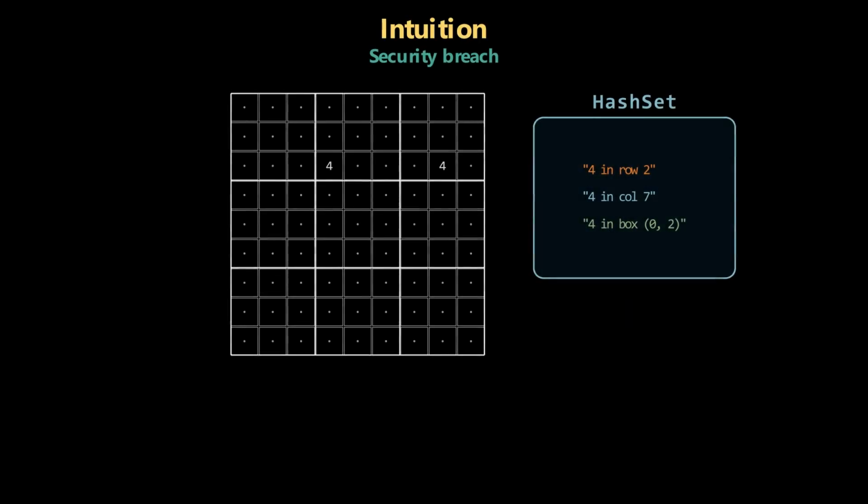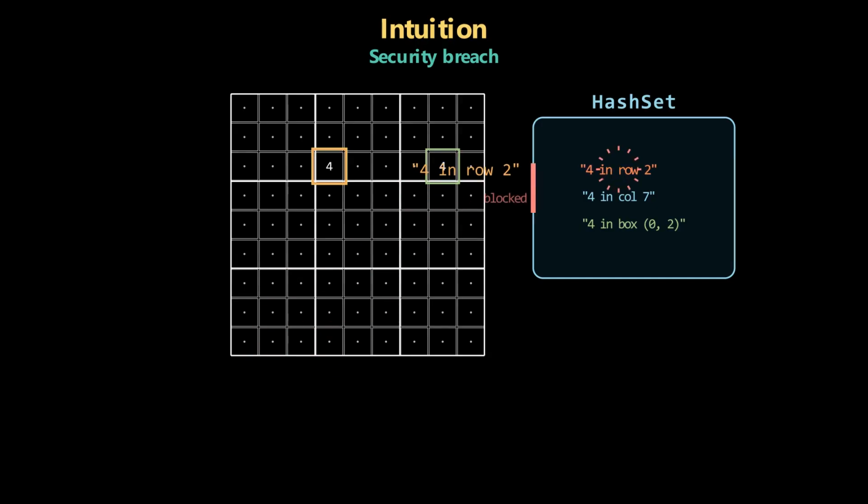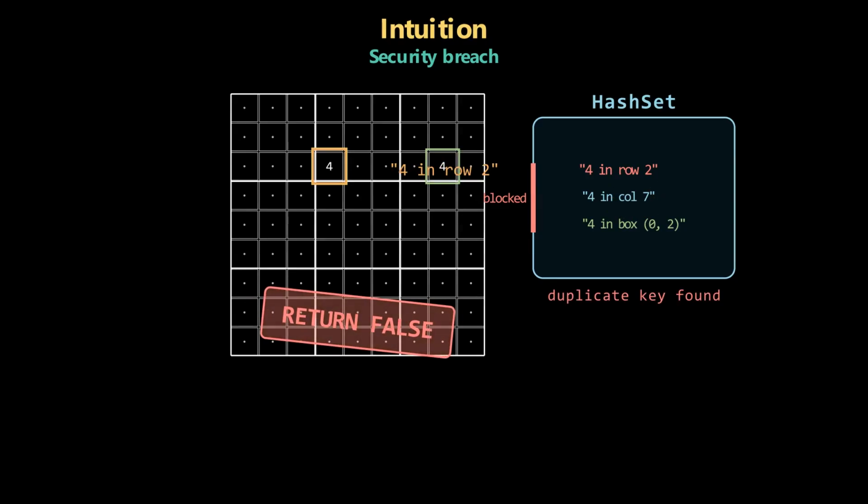Now watch the trap snap shut. Later in our single scan, we encounter another number 4 on row 2. It tries to register the key 4 in row 2. But our hash set immediately objects, that exact key was already cached. Because a hash set can only hold completely unique values, its add method instantly returns false. The security breach is caught, the loops halt, and we confidently declare the board invalid.